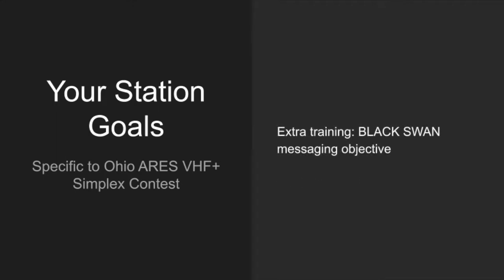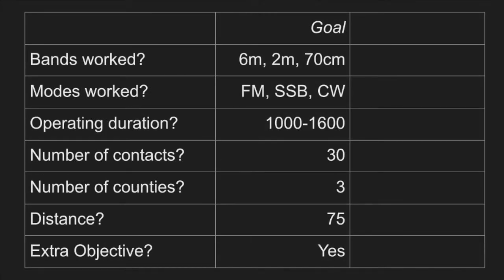Of course, if you have been following the Black Swan training net and the objectives that we have spelled out there, we had an extra training objective. Were you trying to accomplish that? After you have specified all of these goals, you can have them written down in a simple form that allows you to see simply what is it that you're trying to do.